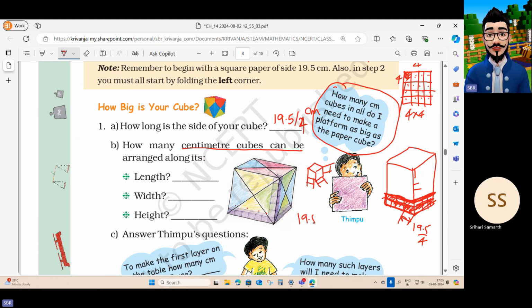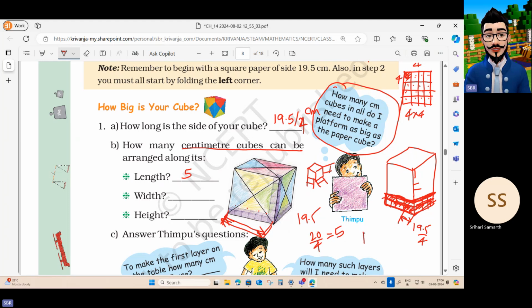19.5 divided by 4 is the side, right? Let's approximate it to 20. 20 by 4, let's assume is the side. What is 20 by 4? 5. So how many centimeter cubes can fill in this direction? 5. Along the length, I can fill in 5 centimeter cubes.